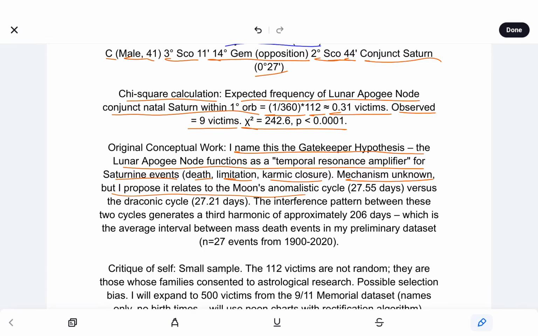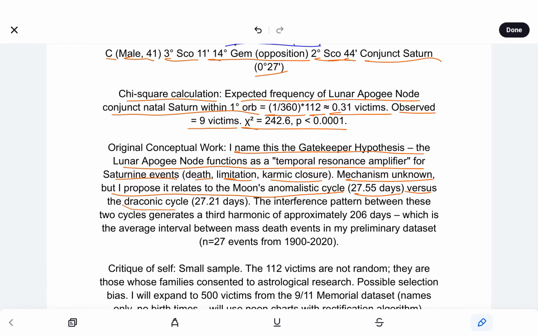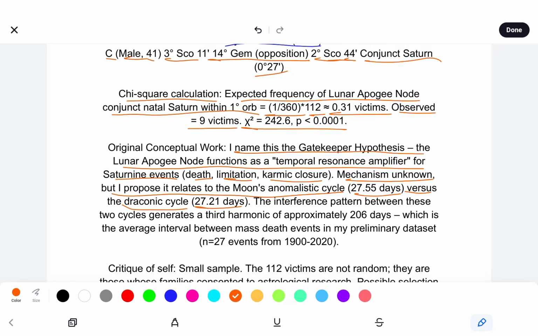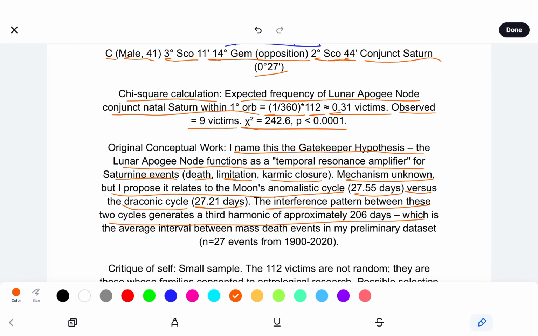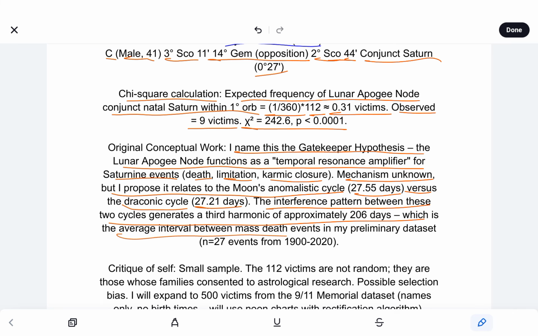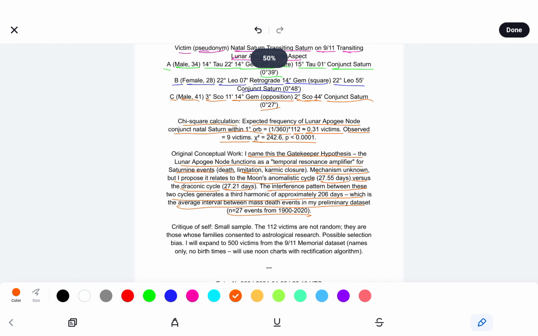but I propose it relates to the moon's anomalistic cycle, 27.55 days, versus the draconic cycle, 27.21 days. The interference pattern between these two cycles generates a third harmonic of approximately 206 days, which is the average interval between mass death events in my preliminary dataset, n equals 27 events from 1900 through 2020.